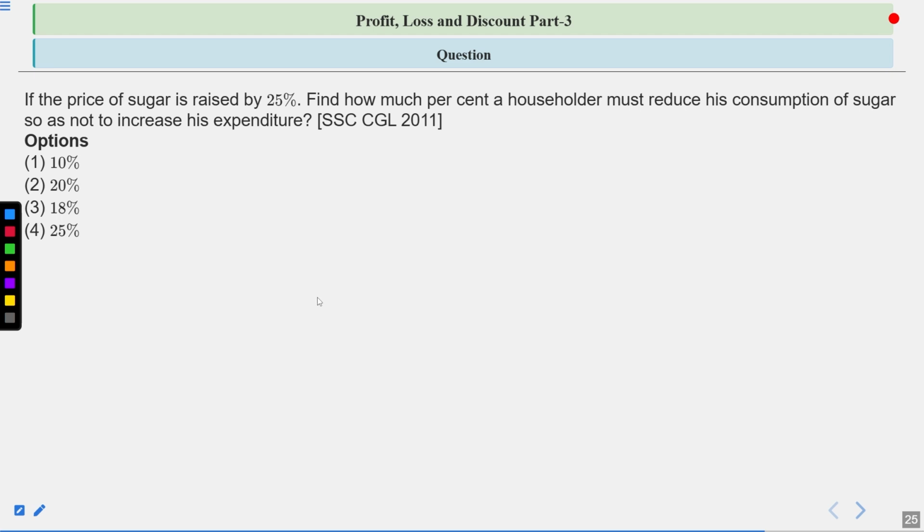If the price of sugar is raised by 25%, find how much percent a householder must reduce his consumption of sugar so as not to increase his expenditure. And this question was asked in SSC CGL exam 2011. So there are four options. First one is 10%, second is 20%, third one is 18%, and fourth one is 25%. Now you have 10 seconds to analyze the question. Your time starts now.